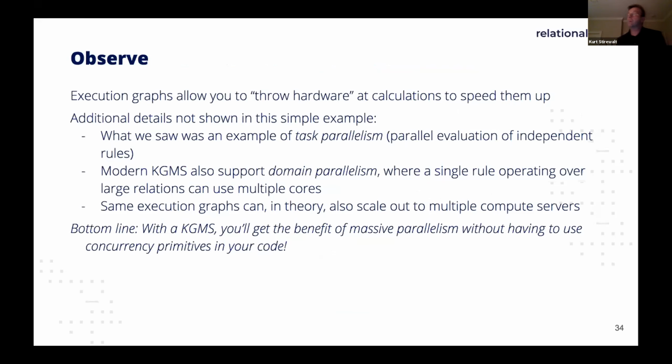I don't show it here, but there are other forms of parallelism that we can discover and exploit by virtue of a clean declarative modeling language like the one I've shown. For instance, when relations are large, we can often use multiple cores to compute the same rule for independent slices of the source and target relations. We call this domain parallelism, in contrast with the task parallelism that I just showed. Our knowledge graph management system supports both domain and task parallelism to maximally utilize cloud resources that we allocate to these solutions.